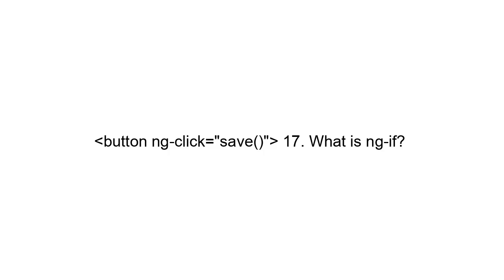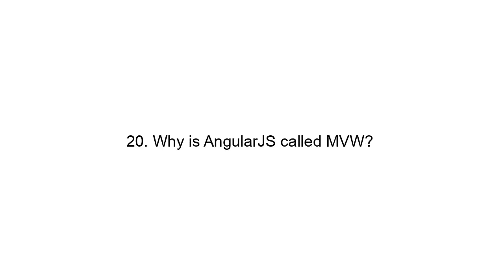17. What is ng-if? Conditionally displays elements. 18. What is ng-show, ng-hide? Shows or hides elements. 19. What is two-way data binding? Synchronizes model and UI automatically. 20. Why is AngularJS called MVW? Supports multiple architectural patterns beyond MVC.